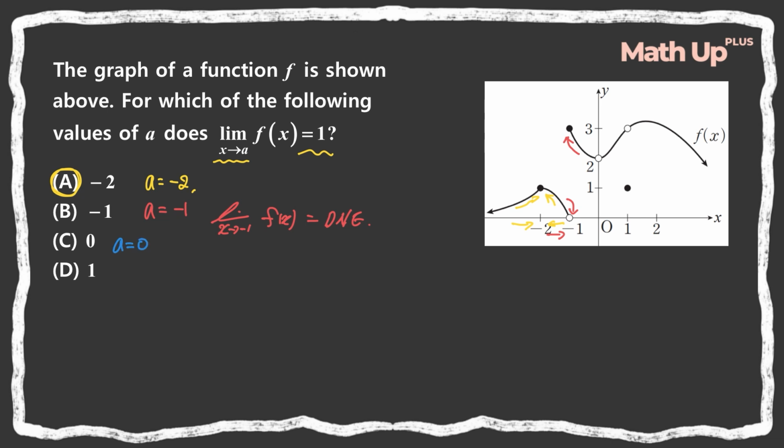Alright? What if a is equal to 0? Then as x approaches 0 from the left-hand side, it approaches 2, and from the right-hand side, it approaches 2, right? So the limit of f(x) is equal to 2.